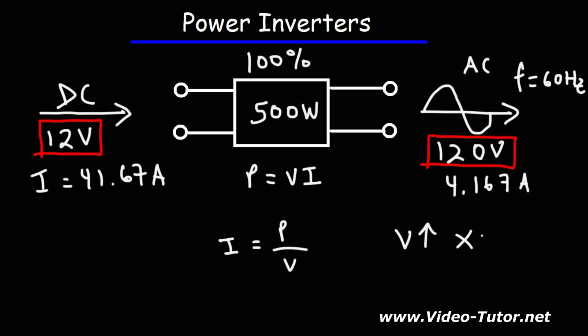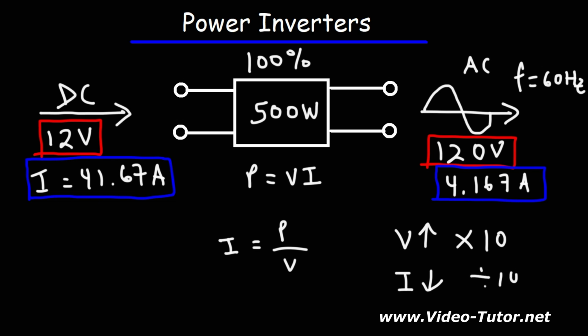Now, if you're increasing the voltage, the current is going to decrease, so that the power, the amount of electrical energy being transferred per second, remains the same. So notice that the current decreased by a factor of 10. It went from 41.67 amps to 4.167 amps. And you'll find that that's going to be the case when dealing with many inverters. But now let's change this problem.